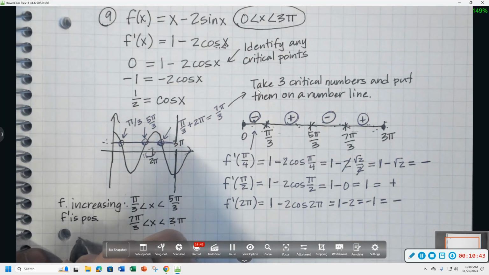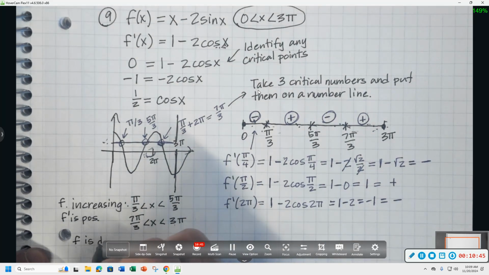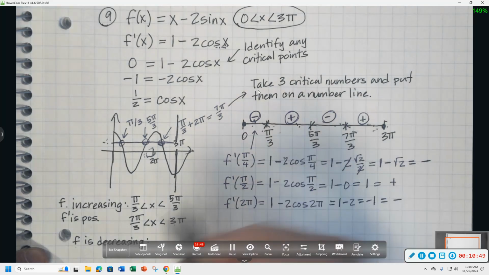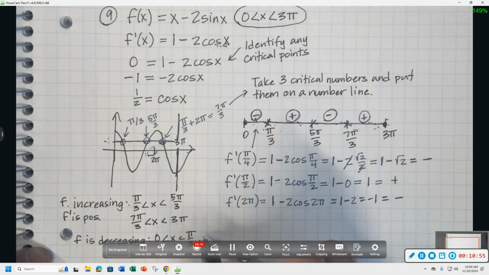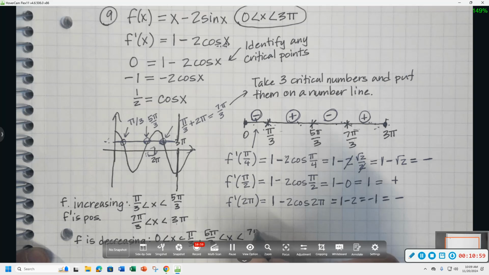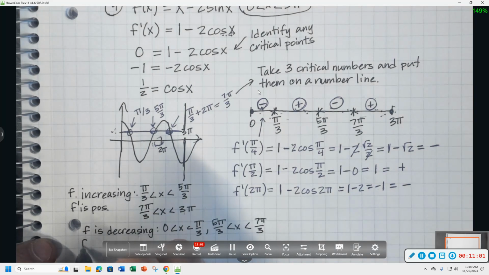F is decreasing on two intervals: from 0 to pi over 3, and also from 5 pi over 3 to 7 pi over 3. It's decreasing when f prime is negative.